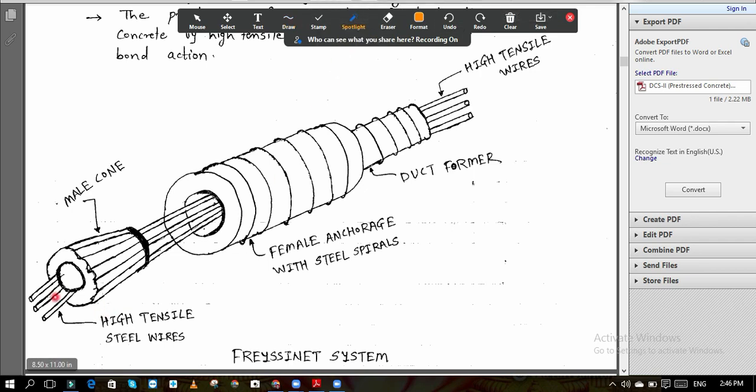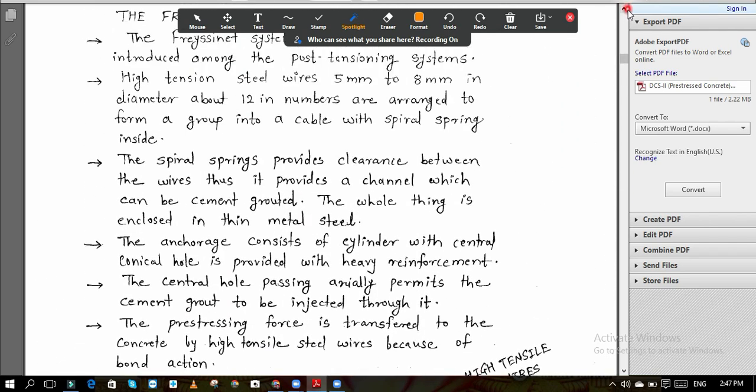I will repeat once again. Here these are the steel wires. We group 10 to 12 steel wires together and keep them in a cable. That cable has a larger diameter. The cable acts like a coating, and inside that the steel wires will be there. That is given in this point.